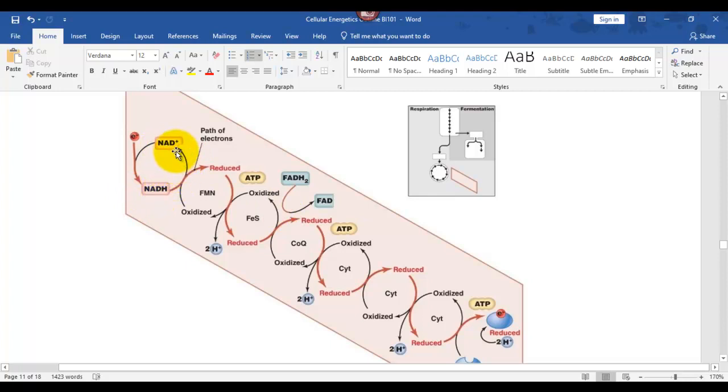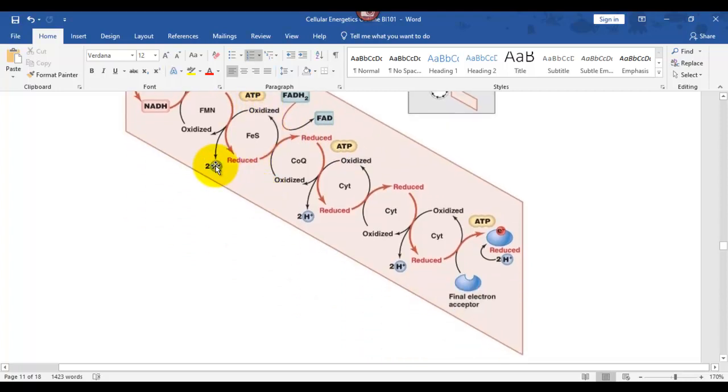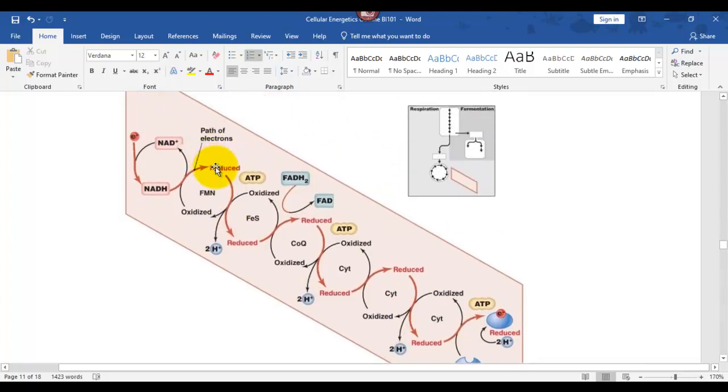Look, see the arrow? It's being oxidized. It's dumping its electrons into this to keep this whole thing going. And then you can see the ATP being generated. And you're also getting some hydrogen ions here. So this is called the electron transport chain.